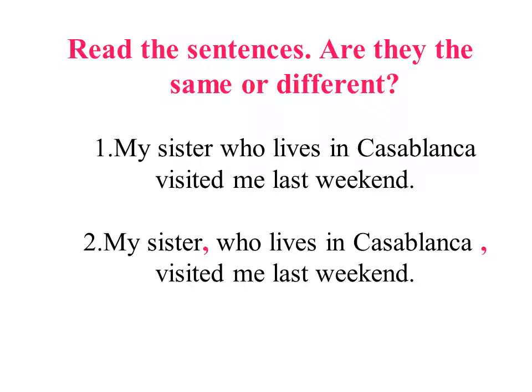Let's have a look at these two sentences. Can you see any difference between the two? Number one, my sister who lives in Casablanca visited me last weekend. This is sentence number one. Sentence number two, my sister, comma, who lives in Casablanca, comma, visited me last weekend. Of course, the first difference you can see here is the punctuation, the comma, in sentence number two. And in number one, there is no comma. Let's see why.